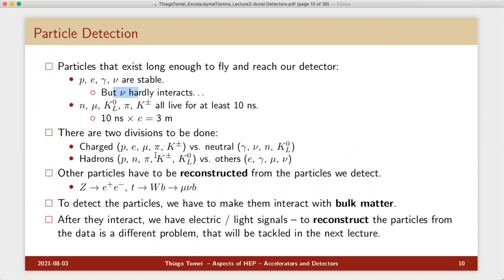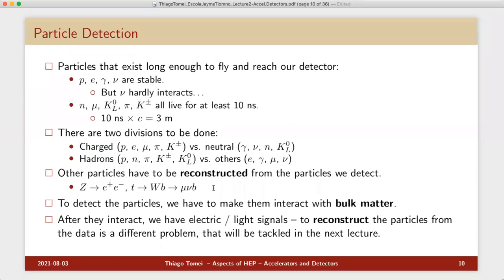How do we detect these particles? First, let's do the division. First, you have charged particles versus neutral particles. Charged particles you can detect through their electromagnetic interaction. And then hadrons versus everything else. Hadrons interact with the strong interaction, the nuclear interaction, and the others don't. So electromagnetic and strong interaction, essentially.